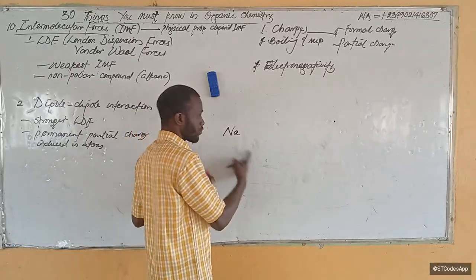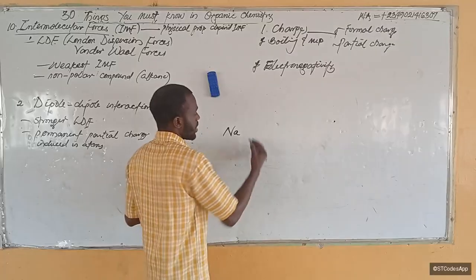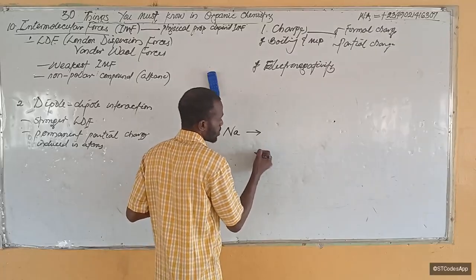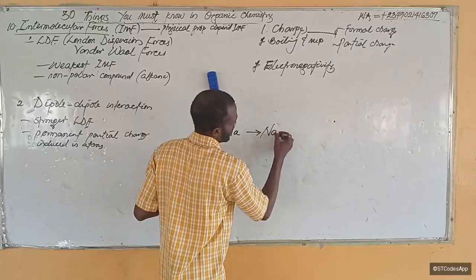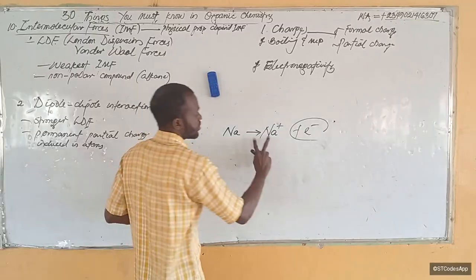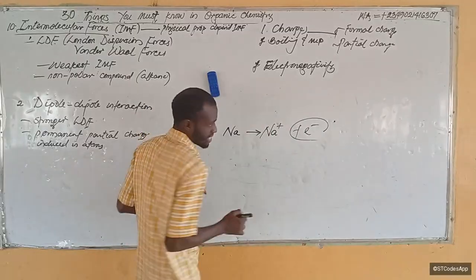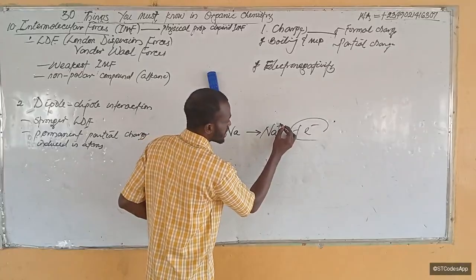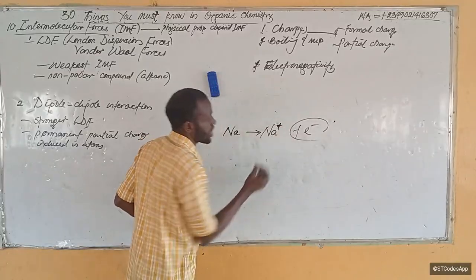If sodium is to become charged, if you want it to react, what it will do is lose an electron. Once it loses an electron, it becomes what? Na+. It has lost an electron. Now you see this Na+ is charged, isn't it? And you represent that by putting a positive charge on top.